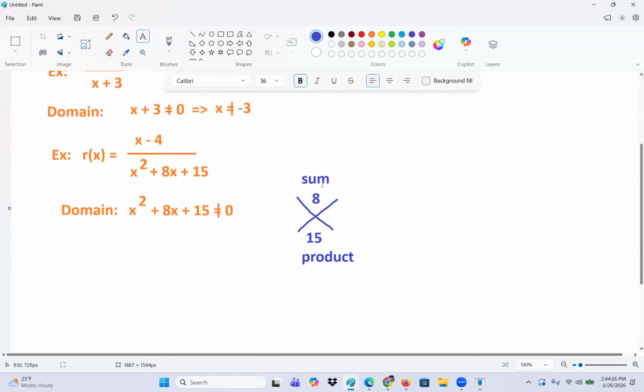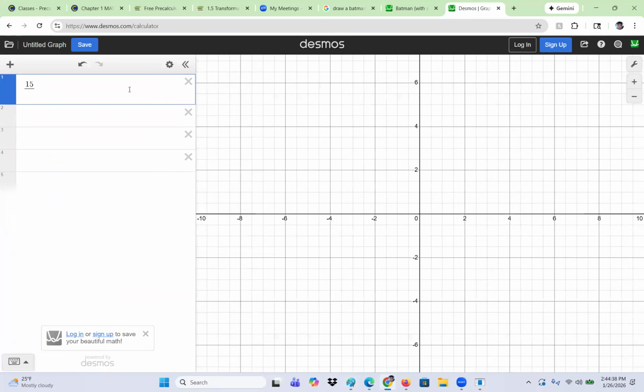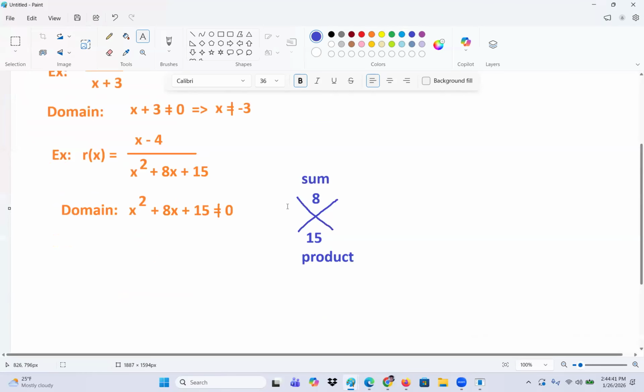There are infinitely many ways you can get the sum equal to 8. For 15, you can always check on a calculator. So 15 divided by 2, that's not going to work. Divided by 3, so 3 and 5, right? So we can factor this one out in terms of 5 and 3. Meaning we can rewrite the inequality, which is x plus 5 times x plus 3 is not equal to 0.